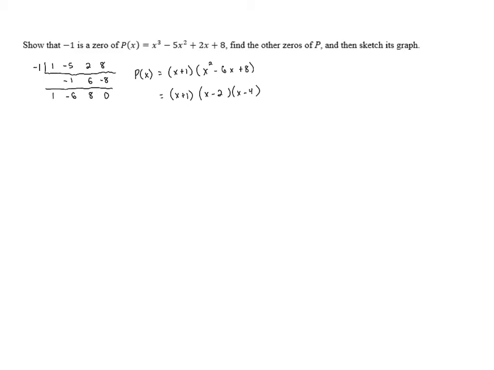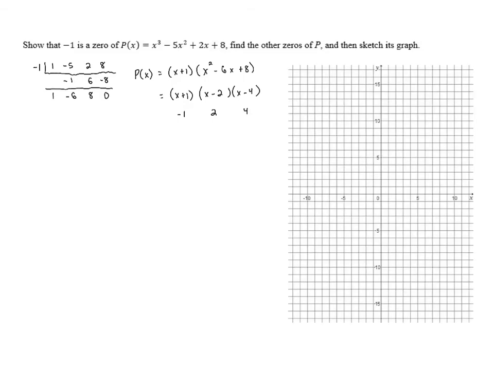So here we have 3 factors, and those 3 factors correspond to the zeros negative 1, positive 2, and positive 4. So we have shown that negative 1 is a 0 using synthetic division. We've then found the other zeros by factoring the remaining part, and we can use those now to sketch the graph. Our zeros are negative 1, 2, and 4.